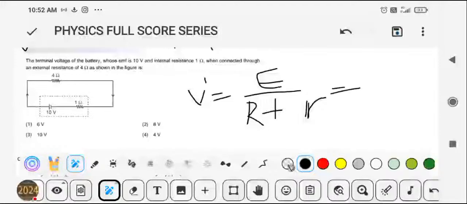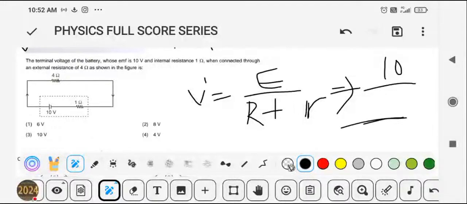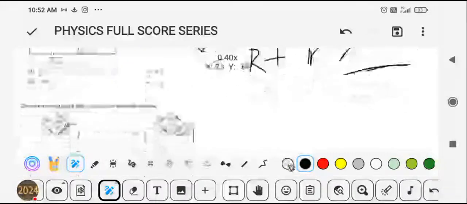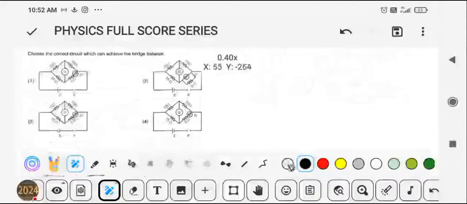Okay, the EMF they have given, that is 10, and the total resistance which will be 5 here, and also the internal resistance that is given as 1. So if you substitute those values, then you will be getting the value as 10. Okay. Moving on to the next question.